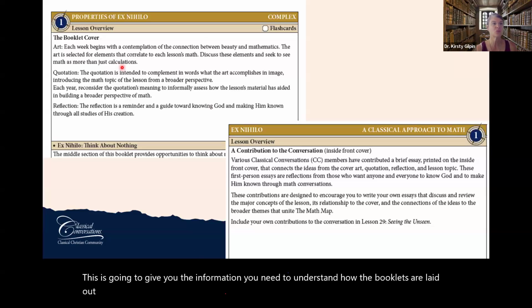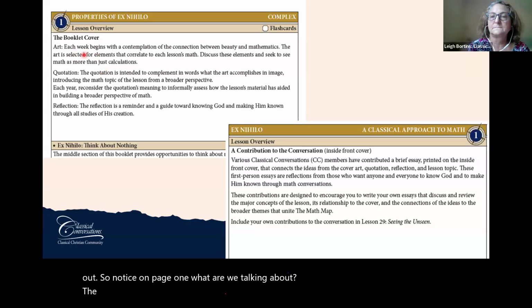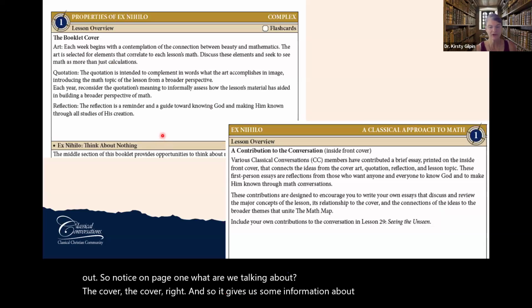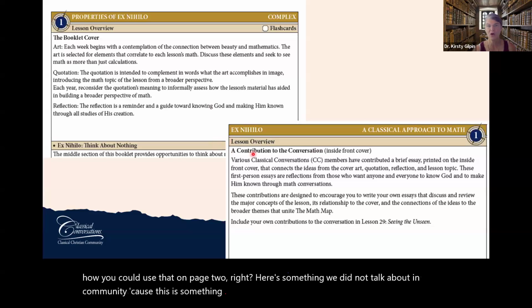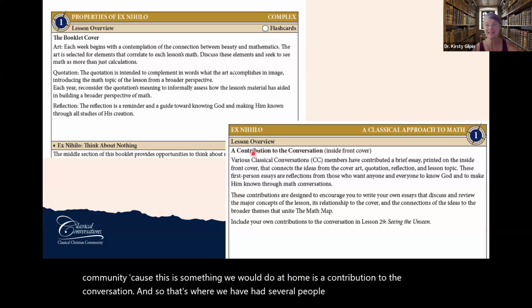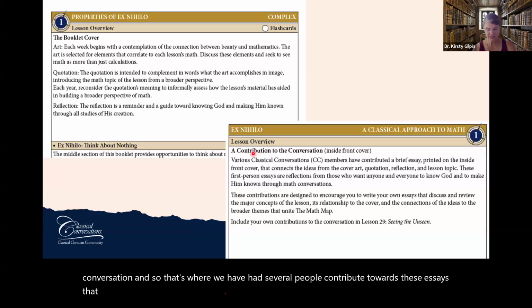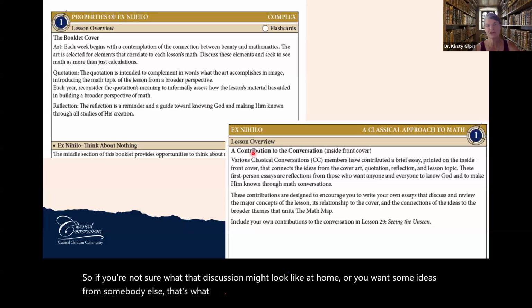So notice on page 1, what are we talking about? The cover, right? It gives us some information about the booklet cover and how you could use that. On page 2, here's something we did not talk about in community because this is something we would do at home: a contribution to the conversation. That's where several people have contributed essays that connect the art to the quotation and the reflection to the lesson. So if you're not sure what that discussion might look like at home, or you want some ideas from somebody else, that's what the contribution to the conversation is for.